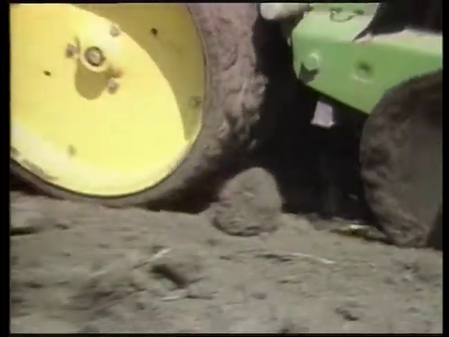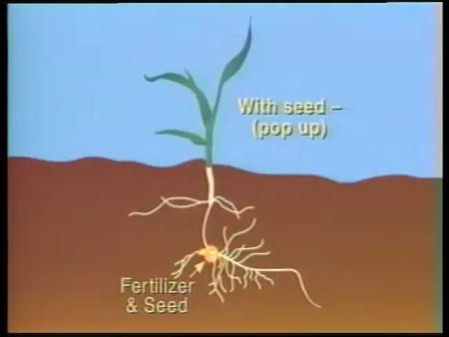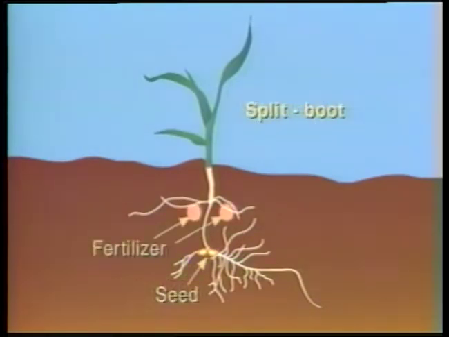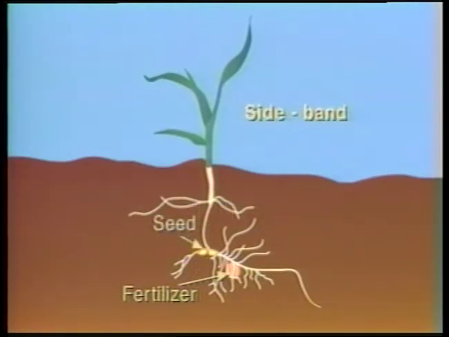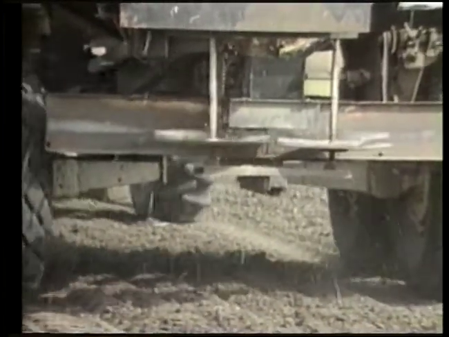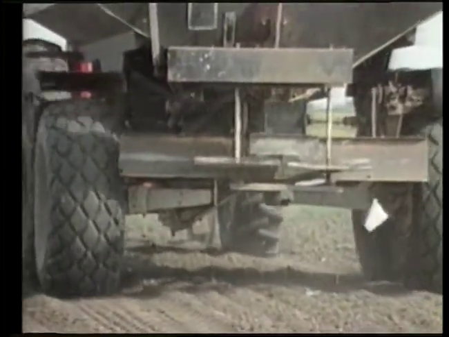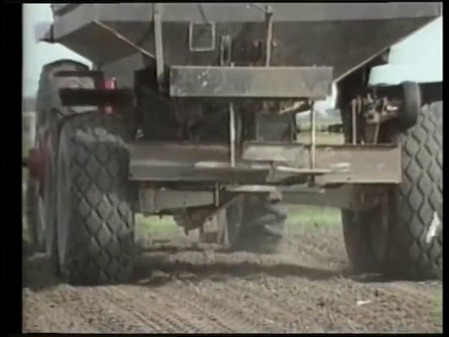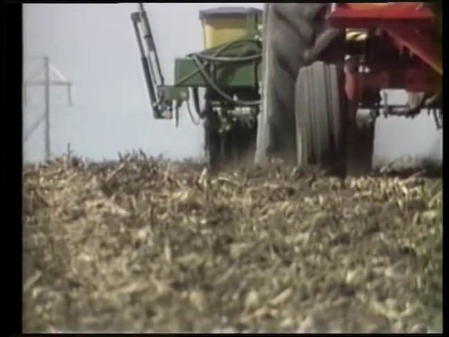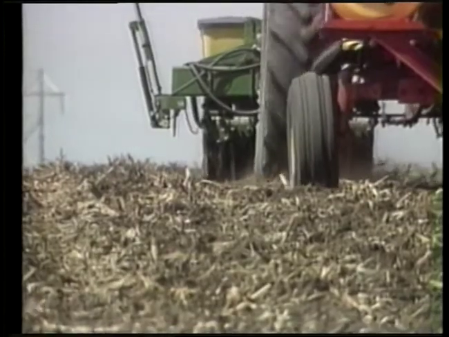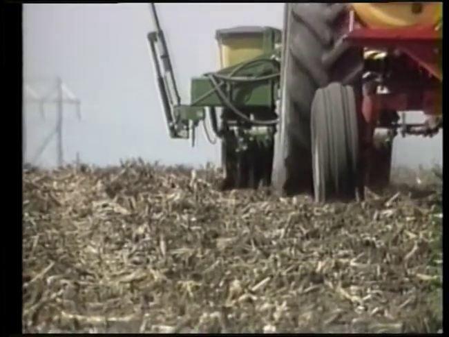Row fertilizer is applied during the planting operation. Three ways to apply row fertilizers during the planting operation are with the seed or pop-up, to each side of the seed called split boot, and to the side and below the seed called sideband. Some types of fertilizers have a high salt content that can damage germinating crop seeds. If application rates are too high, or if fertilizer is placed too close to the seed, seed and seedling injury may occur. This is frequently called fertilizer burn or fertilizer salt injury.